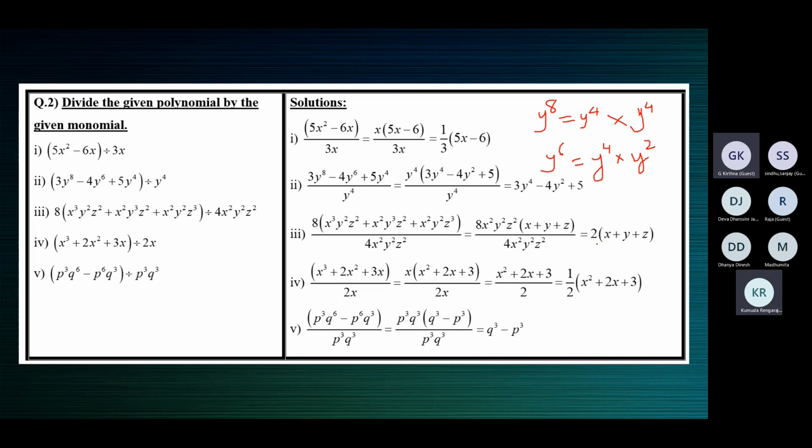How can you write 5y to the power 6? It's y to the power 4 into y squared. How will that give us y to the power 6? Because 4 plus 2 is 6. When bases are same and it's multiplication, we add the powers. So y to the power 6 can be written as y to the power 4 into y squared. So if you take out y to the power 4 common, then y square will come here to get y to the power 6.